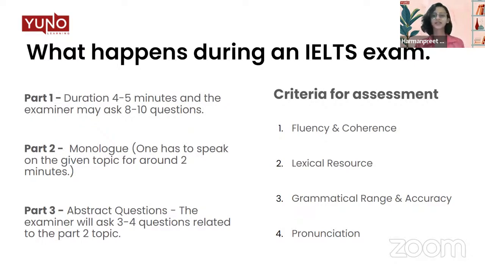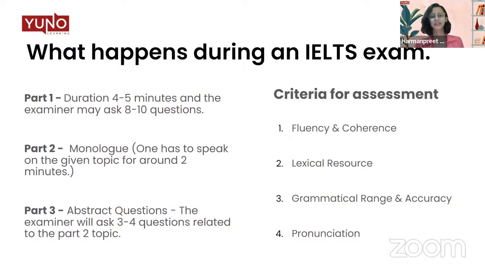Now, what are the criteria for assessment? Number one is fluency and coherence. When I talk about fluency and coherence, we mean that your answers have to be structured in a logical manner. You should not be stuttering in between, and you should use the least amount of fillers. These are known as fillers, and always use signpost language. Signpost language is when you use phrases that link two sentences together. For example, because, however, furthermore, as a result, or some other things.